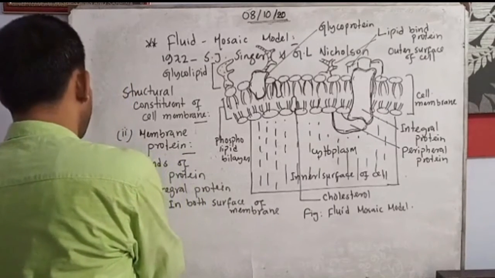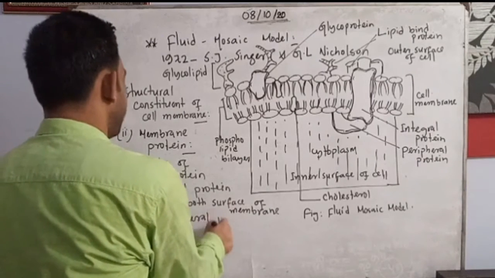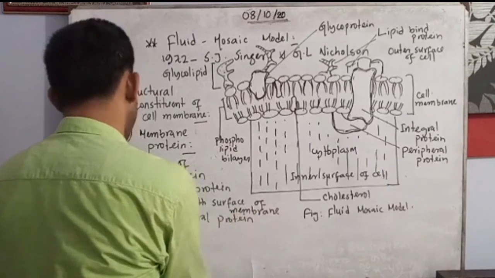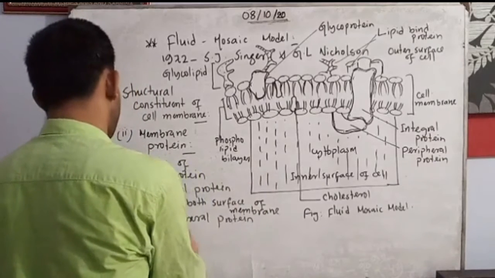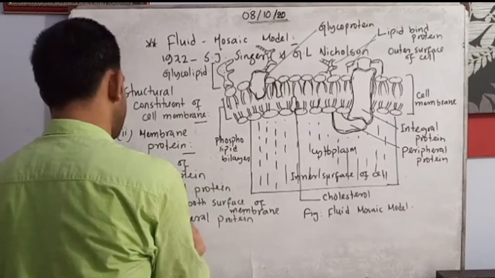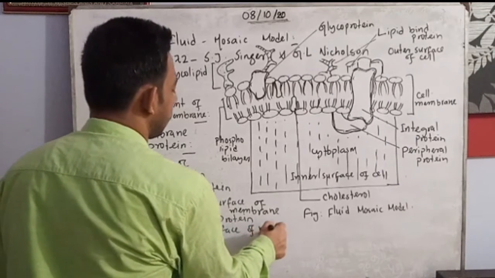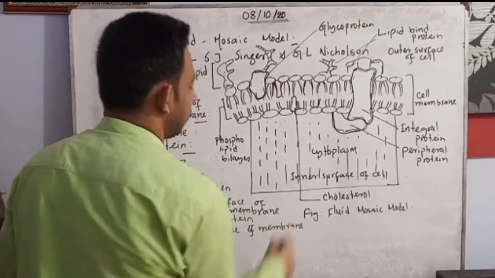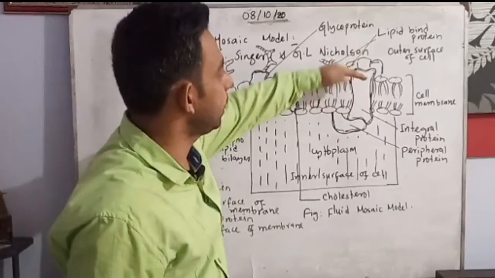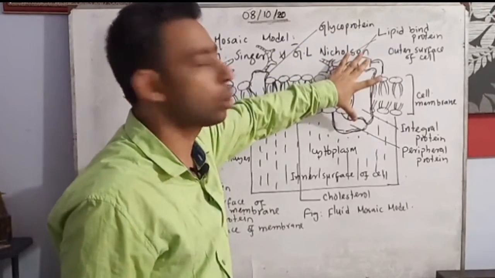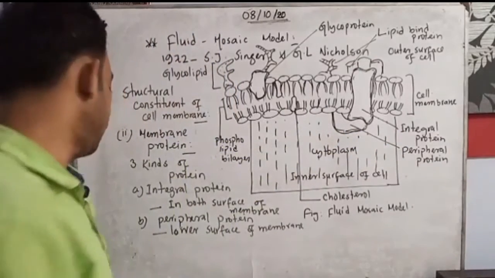Peripheral protein, and this peripheral protein is placed in the lower surface or inner surface of the membrane. You can write that it is placed in the lower surface. Look at here, the integral protein is placed in both the outer surface and inner surface, but the peripheral protein is placed in just the lower surface or inner surface of the cell membrane.